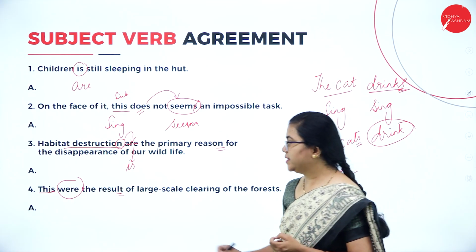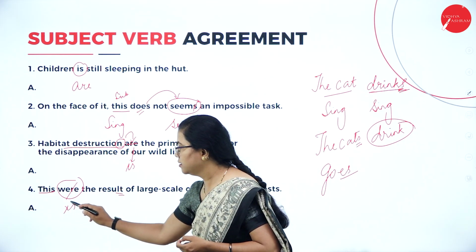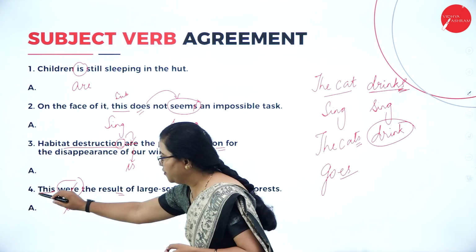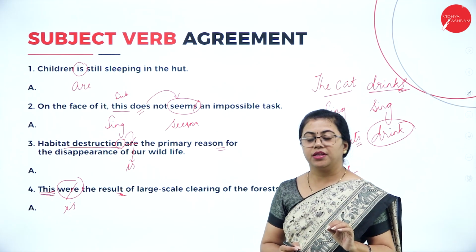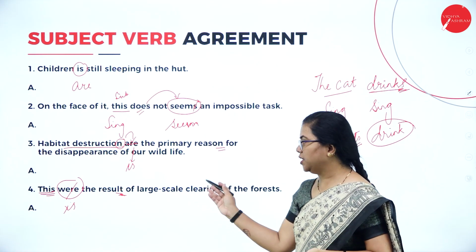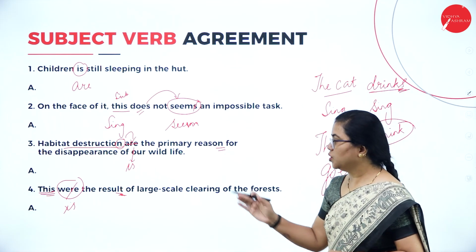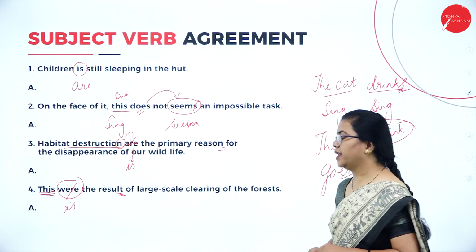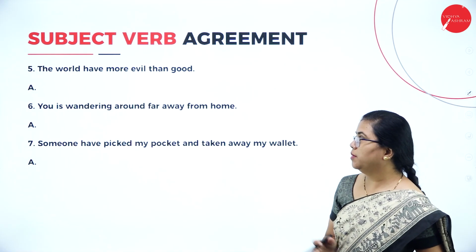So instead of changing in two places, it's better we change this. Isn't it? If you are changing this to these, then you have to change this to results also. That is also possible, but instead of changing in two places, you better change it in one place. So this is the result of large scale clearing of the forests. So this is how you use subject and verb properly.